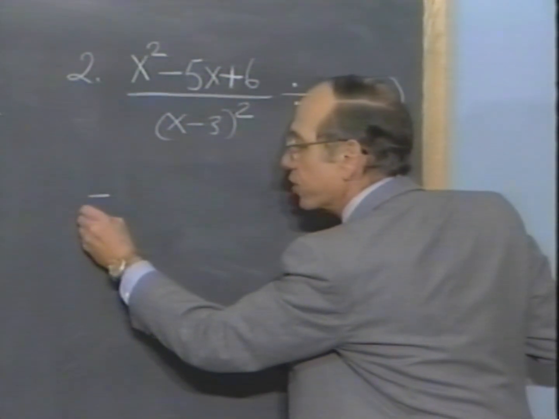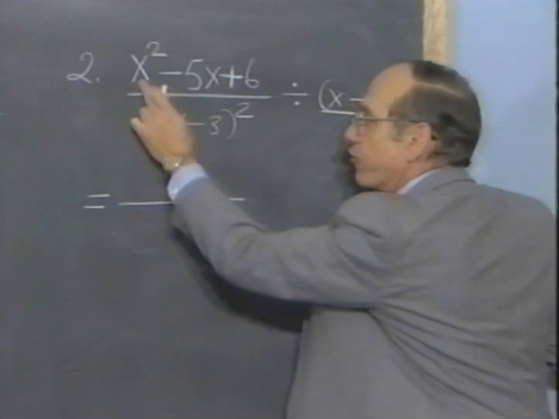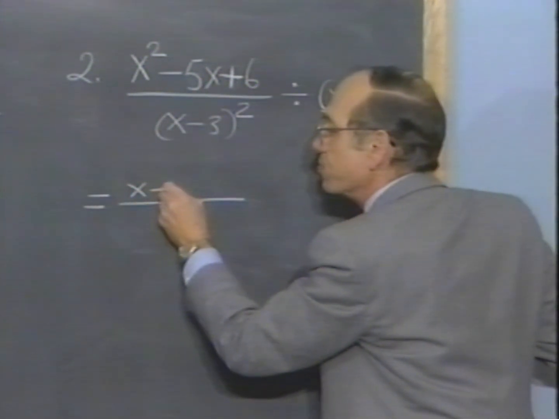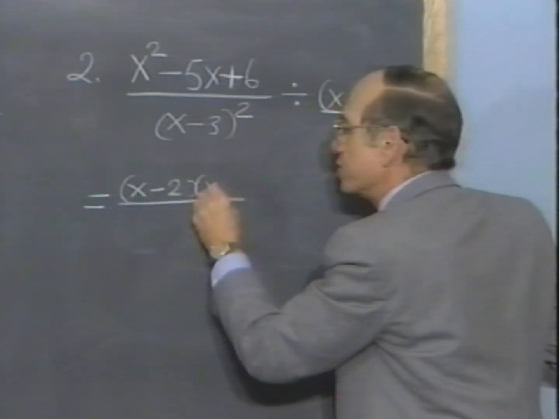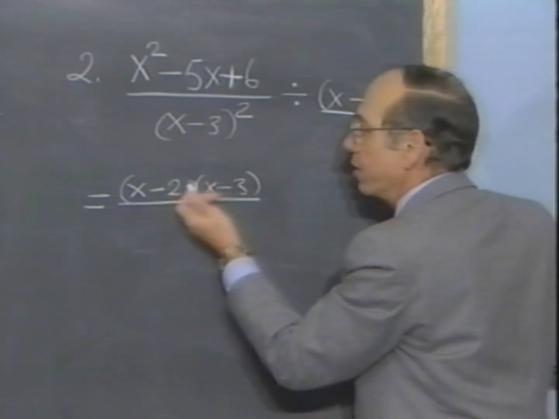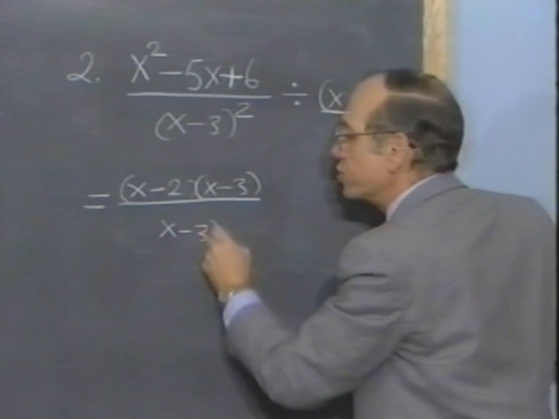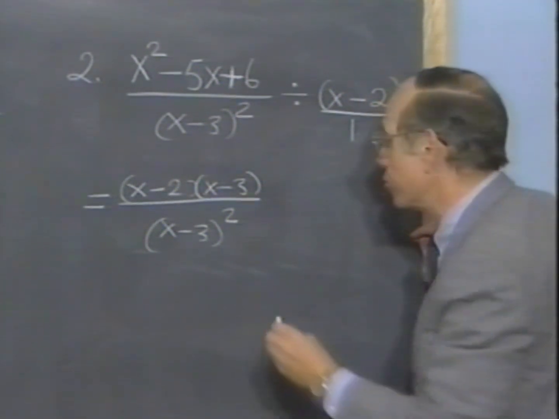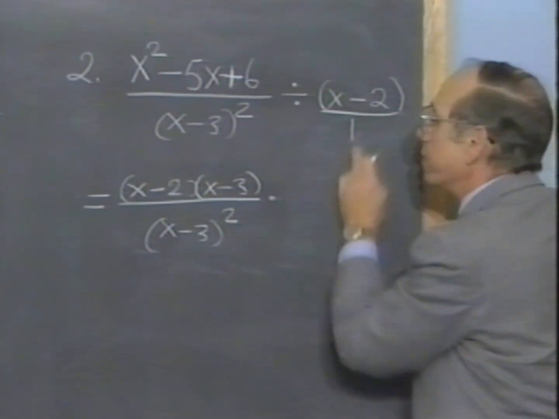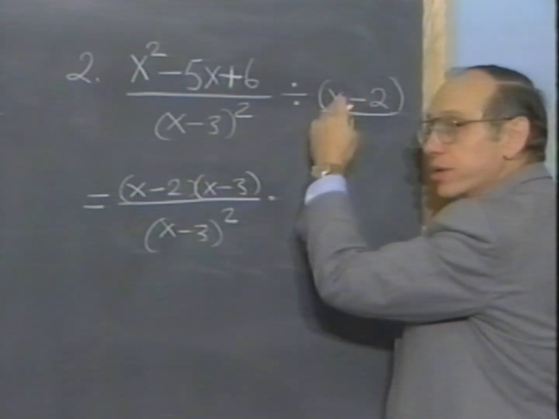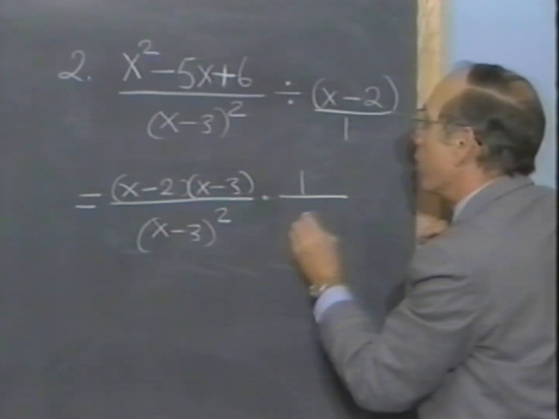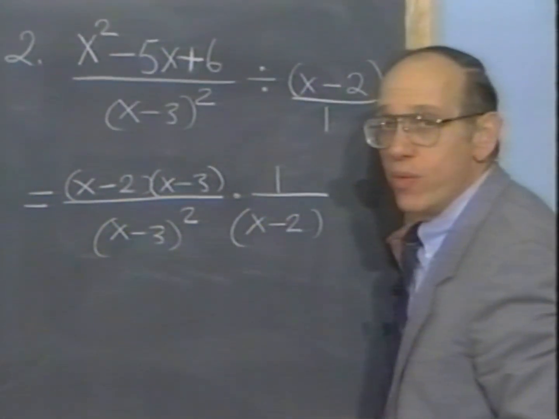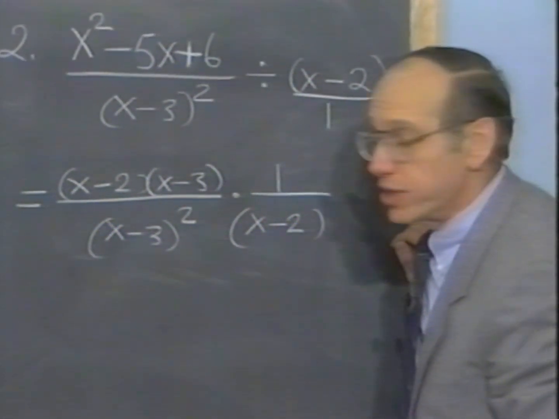So let's do this one the way we did the last. We'll factor this numerator as we write it down. This is really x minus 2 times x minus 3. The denominator is x minus 3 squared, which again I could have written as x minus 3 times x minus 3. And this is multiplied by the reciprocal of this fraction, that is 1 over x minus 2. And now we look for common factors, numerator and denominator.